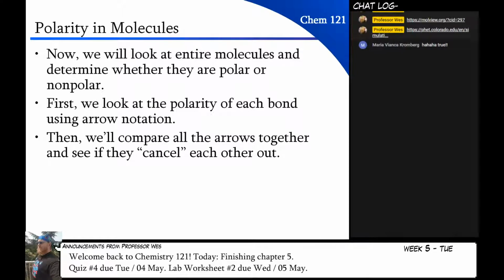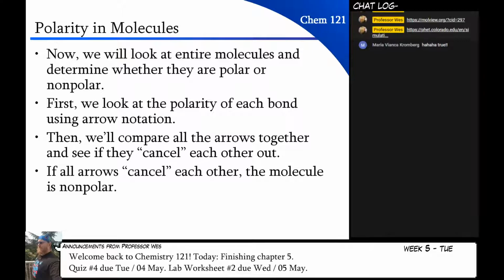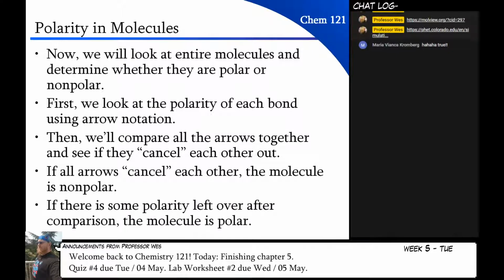Then we're going to compare all of these arrows together. That's actually a little bit difficult to do, but we're going to do the best that we can. We're going to say, okay, the electrons are going to travel along these arrows away from the center of the nucleus. But sometimes the arrows will pull against each other, so the electrons will just go back and forth towards the center. If all the arrows cancel each other out and all of our electrons just land back where they started, in the middle, we're going to call our molecule nonpolar. But if the electrons get moved somewhere else and they don't get pulled back, then that's where they stay overall. And we're going to call the molecule polar.